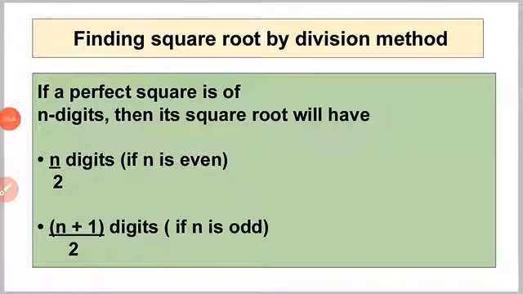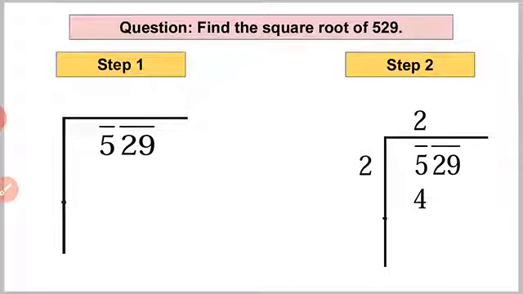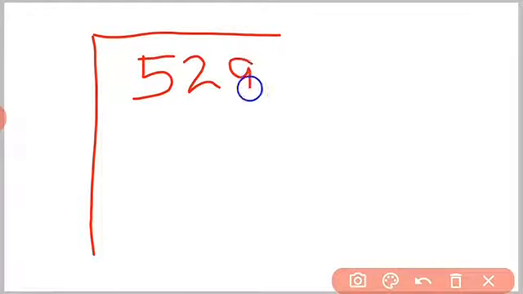So children, this concept will be useful in finding the square root by division method. So let's start. Let's take the first question. We need to find the square root of 529 by division method. So what will be the first step? The first thing we have to do is write the number, and then we have to make pairs from the right side. This is the right side for you. So start making pairs from the right side.